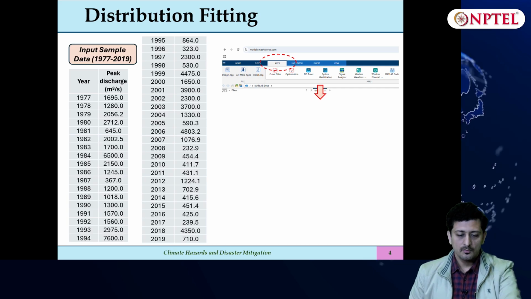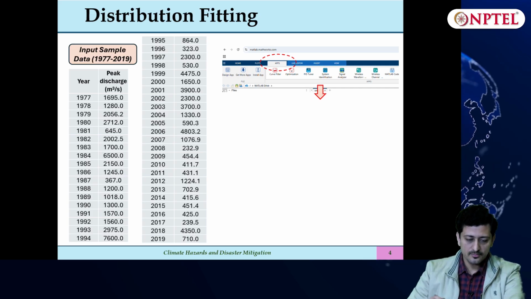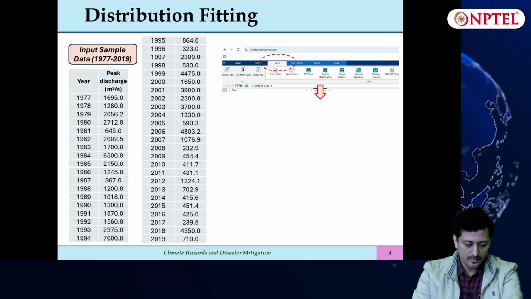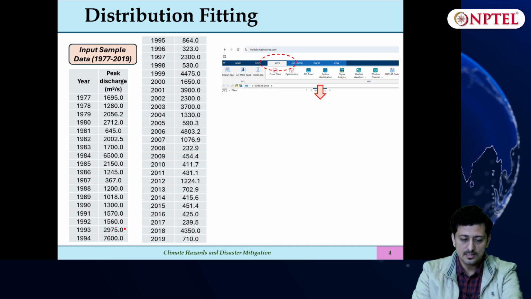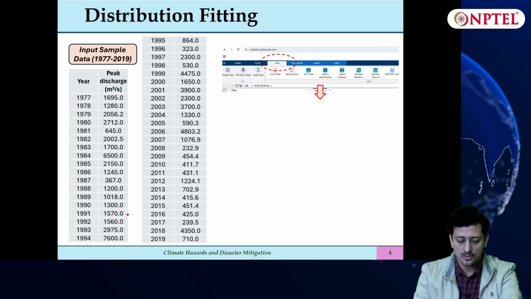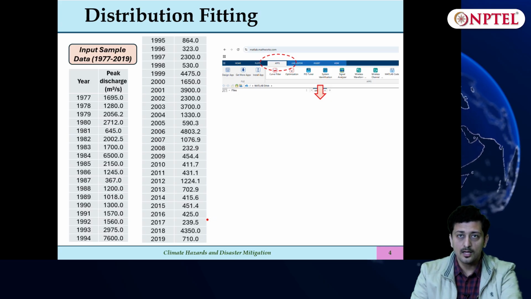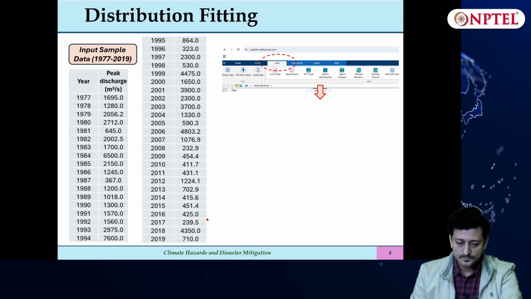So starting with, this is a sample data which we have. I'll also show the sample files. We have two columns. The first column is the year and the second column is the peak discharge. We have 1977 to 2019. That is a fairly long record, 40 plus years.